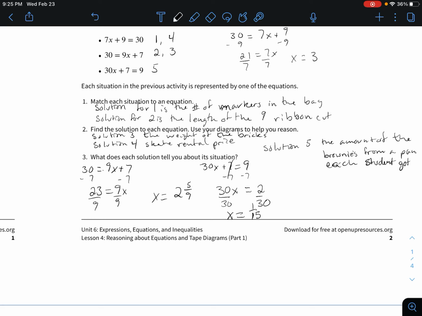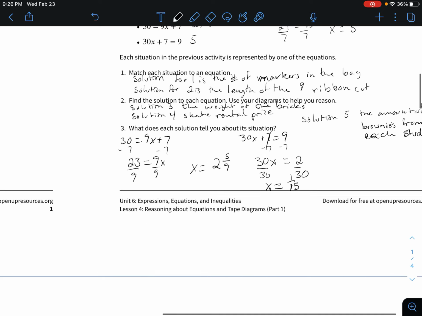Solution 4, skate rentals. Solution 4 was the skate rental price. So they had to pay the $9 to get in, and then each rental was so much money. Okay, and then solution 5, the variable that represented the amount of the brownies from a pan. So each student got 1/15 of a pan. Okay.